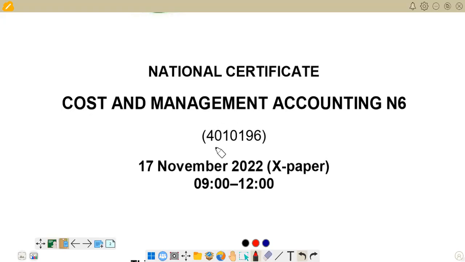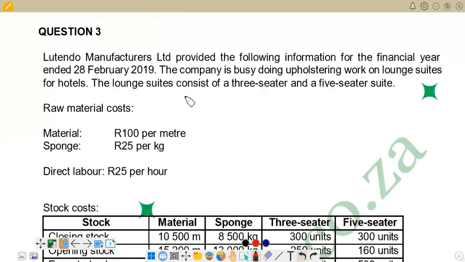Today we want to look at a question paper of November 2022. For that question paper, we want to look at question 3, and that question is on budgets. So this question that we have on that question paper is our question 3.